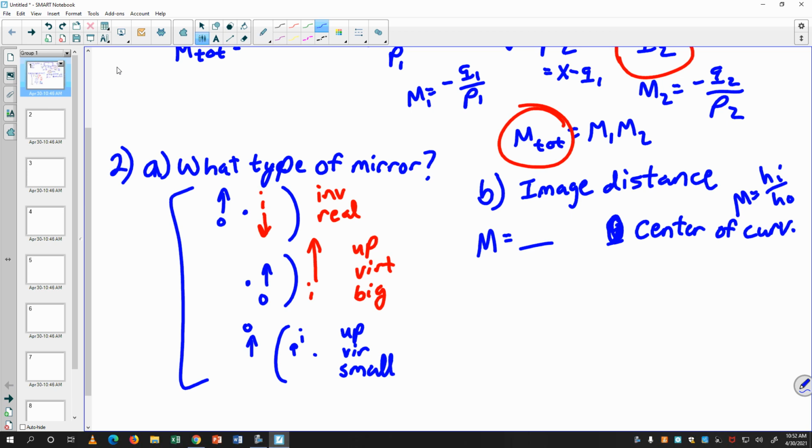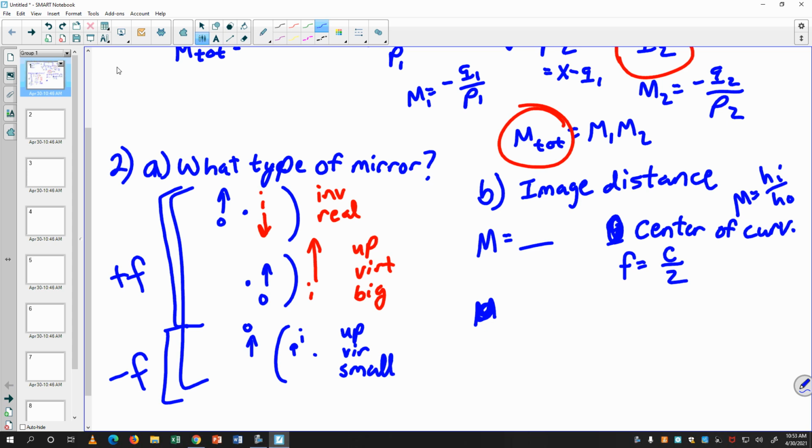Okay? And remember that F is equal to C divided by 2. You'll need to make sure that the sign is right, because if I have one of these mirrors, they have a positive focal length. If I have the convex mirror, it has a negative focal length. So that will be very important that you get the sign correct. Once you get this, you can solve these two equations.